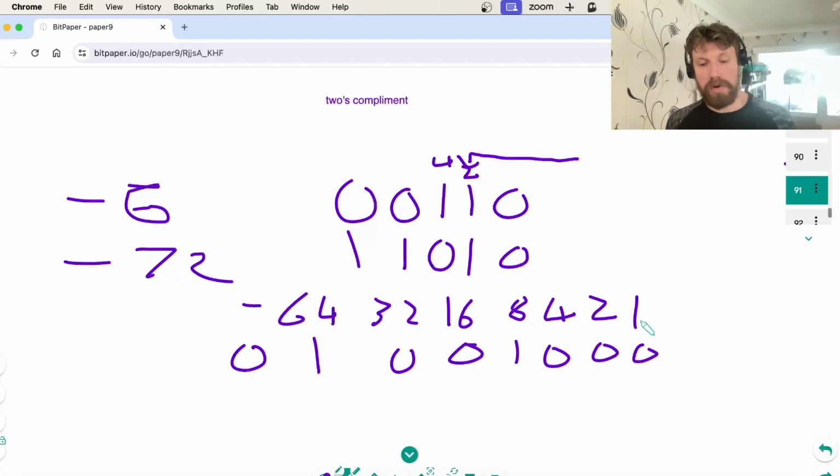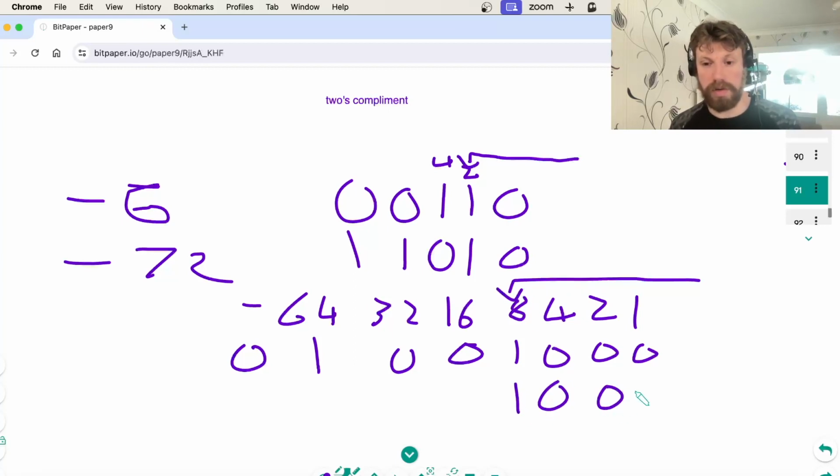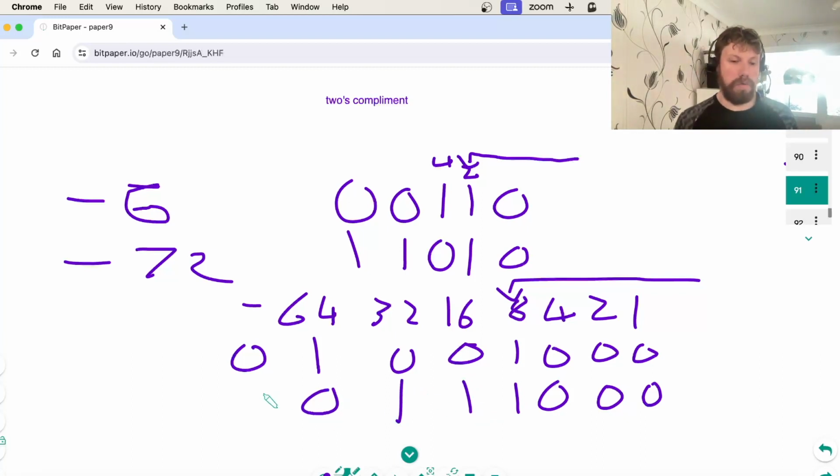The next thing that we've got to do is our method, which we're going to go from right to left, which is going to go there. 1, 0, 0, 0. Everything at it and before it stays the same. Everything after it is flipped. So 1, 1, 0, 1. So that's now negative 72 in binary.